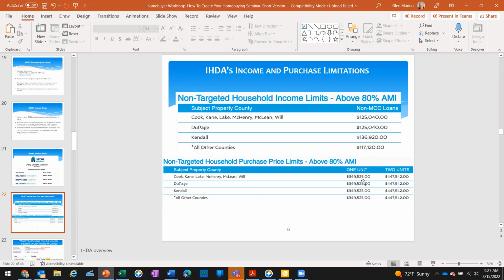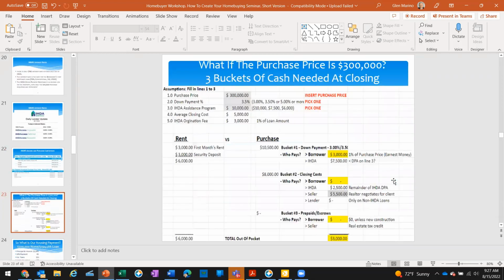And look at these purchase prices. They can go almost up to $350,000 on a 1 unit, and they go up to $447,000 on a 2-unit property and still qualify for the $6,000 up to $10,000. So let's take a look at an example.